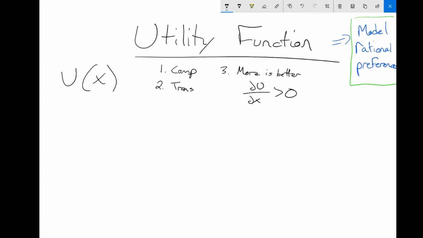It needs to have another characteristic, and this is going to come from our intuition. So let's just say it right out, and then we'll formalize it and make it clear. The utility function needs to exhibit a characteristic called diminishing marginal utility. Diminishing marginal utility.